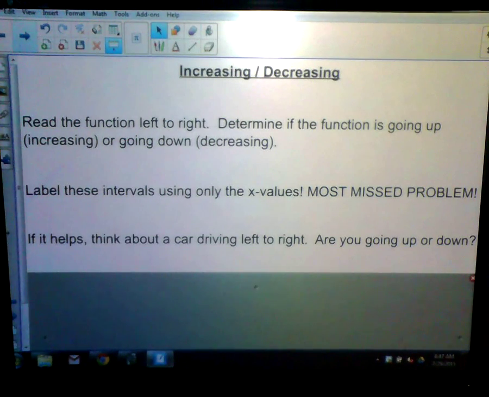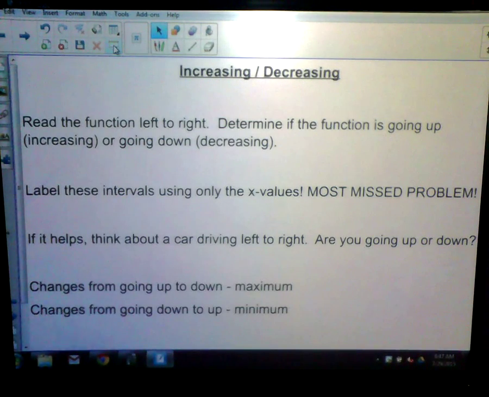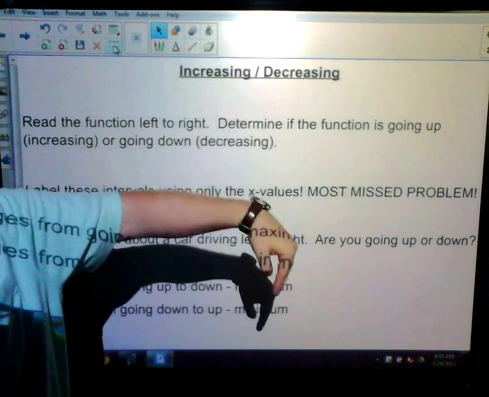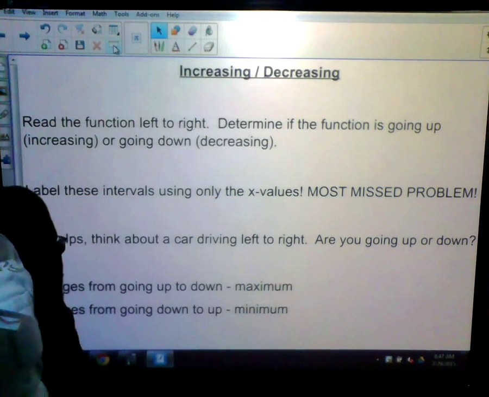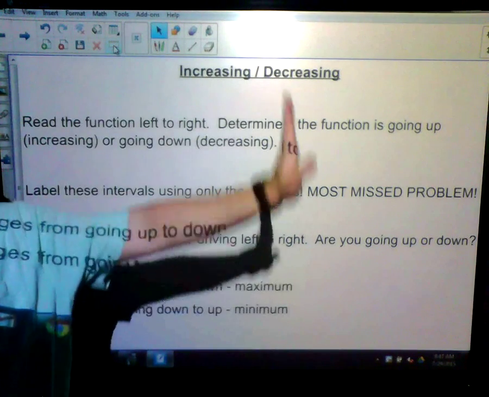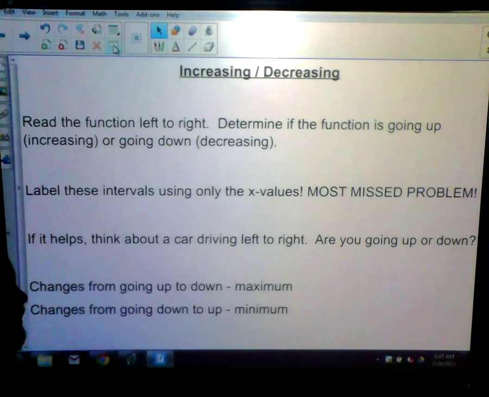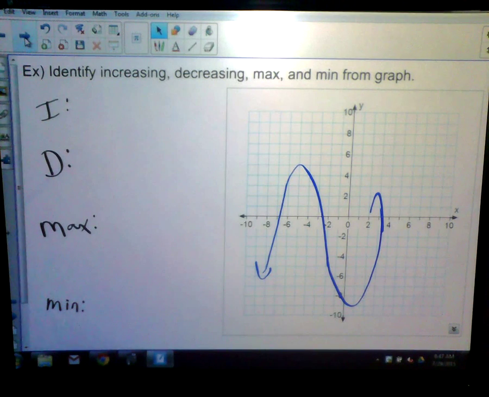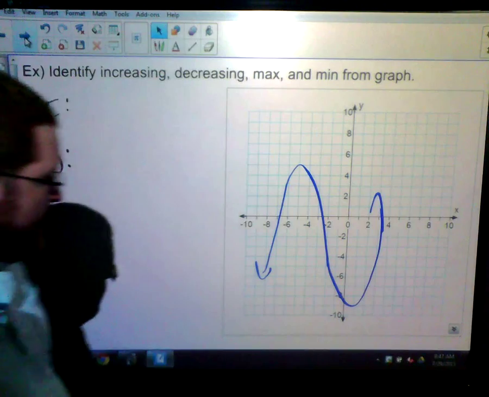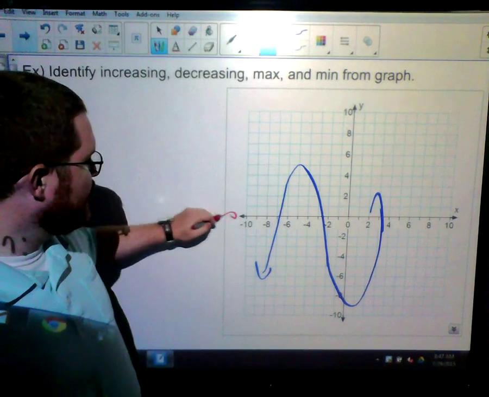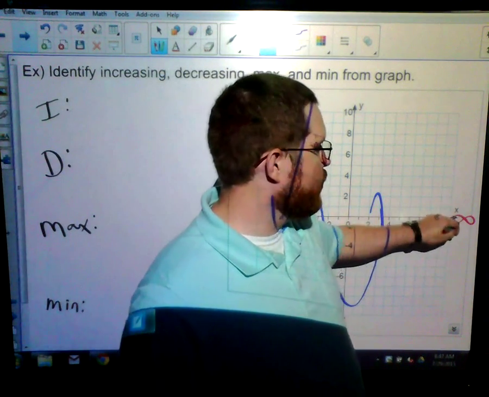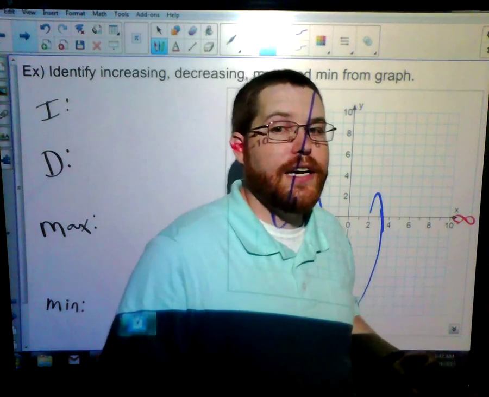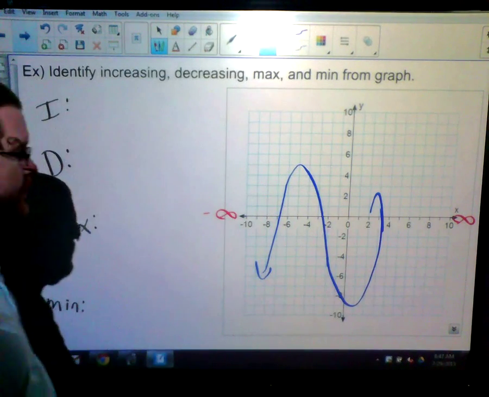If it helps, think about a car driving left to right. Are you going uphill or downhill? If it goes from up to down, from that point up top is a maximum. If it goes from down to up, that point at the bottom is a minimum. So let's take an example here. Let's talk about the increasing, the decreasing, the max, and the min. And it always helps if you put a little negative infinity over here and a positive infinity over here, because we know that we start with negative infinity and we end at positive infinity.